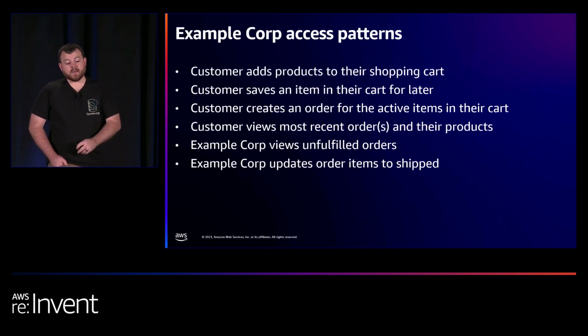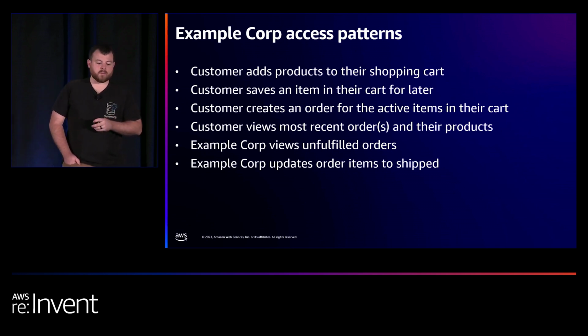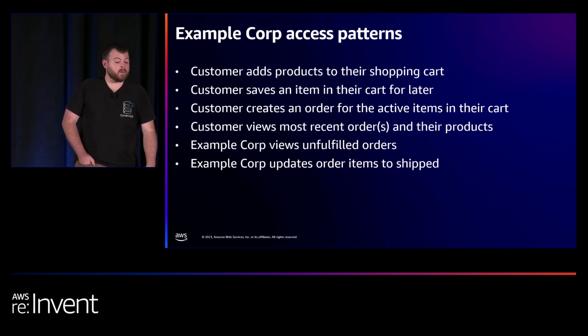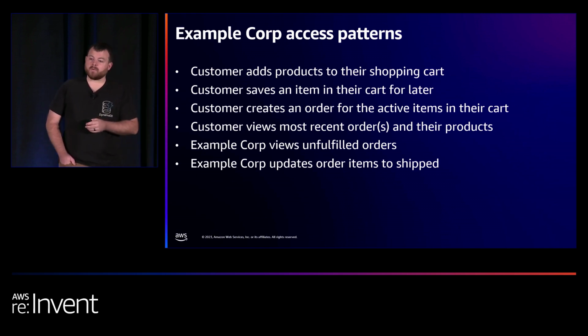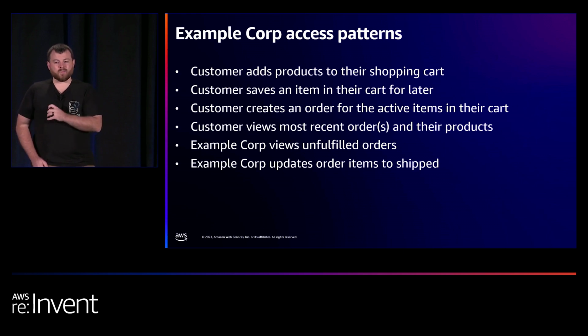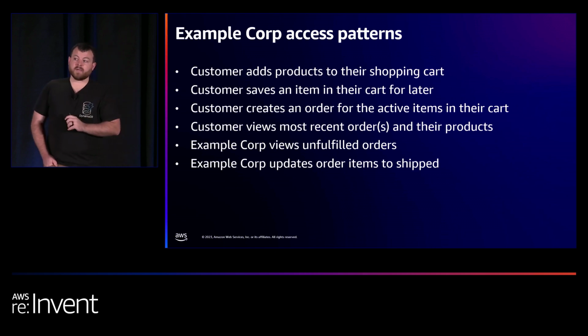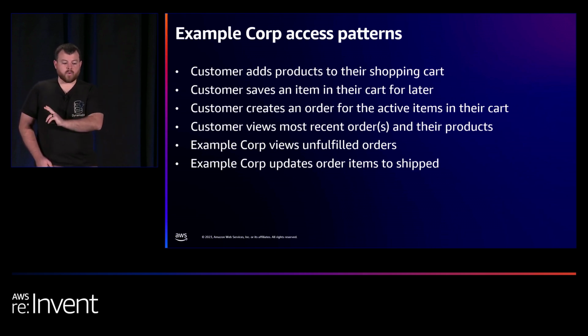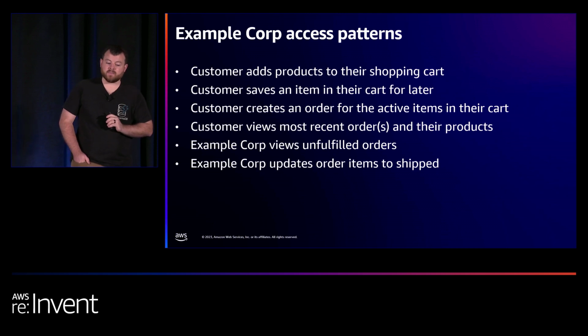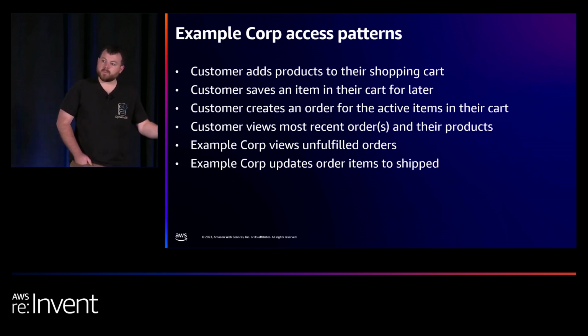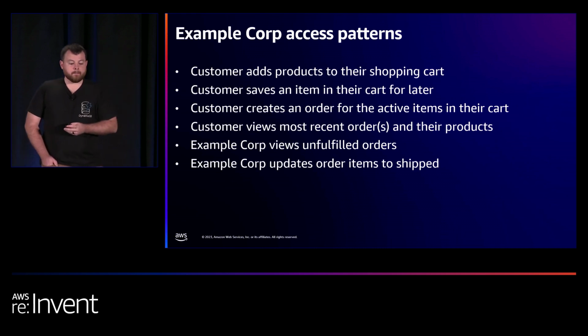Now for the access patterns, we have a few examples here that we're going to talk through. A customer wants to add the product to their shopping cart. Customer maybe wants to save it in the cart for later. We don't want to buy it right now, but I want to keep an eye on it. Maybe create an order for only the active items in that cart. So ignore saved, but I want to buy what's actively in my cart. After I've purchased something, I want to go see what my most recent order status is. Maybe look at the products on that as well. Maybe some of them have shipped, some haven't. I want to figure that out.